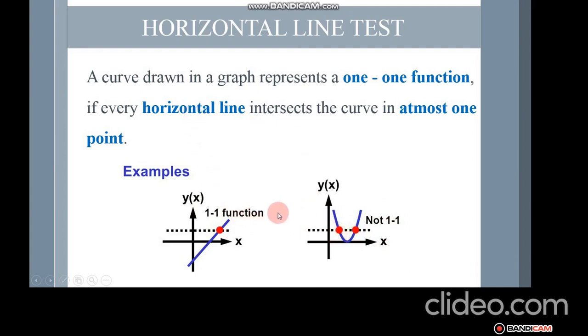So the vertical line test is used to find whether the given curve is a function or not, but the horizontal line test is used to find whether the given graph is a one-one function or not.